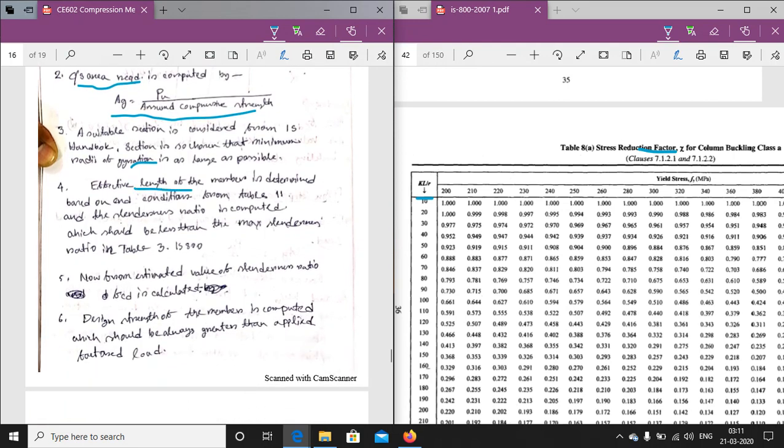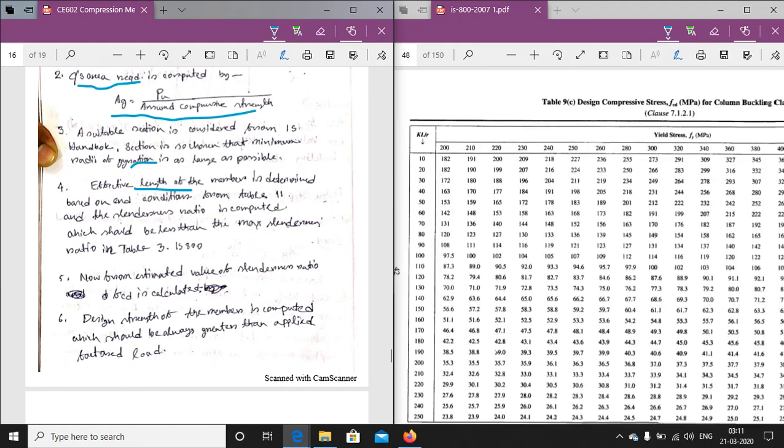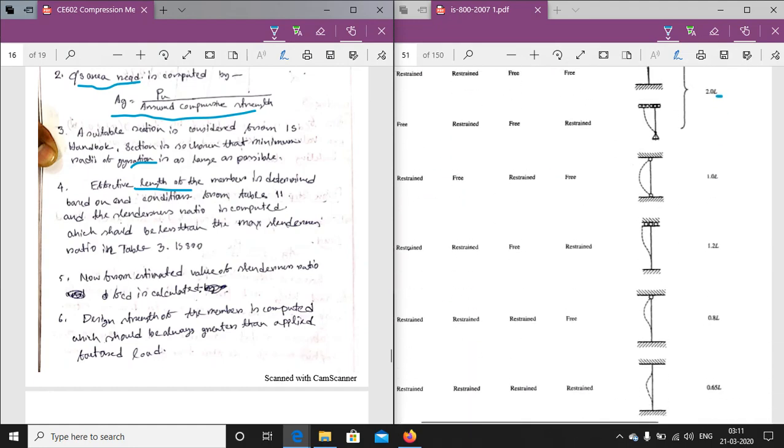Step 4, the effective length of the member is determined depending on the end conditions, from Table 11. Table 11 gives us the effective length of the member. From it we determine the effective length of the column, and the slenderness ratio KL by r is calculated and checked against Table 3, the maximum slenderness ratio. What is the maximum slenderness ratio for a column? That is 180. It should be less than that.